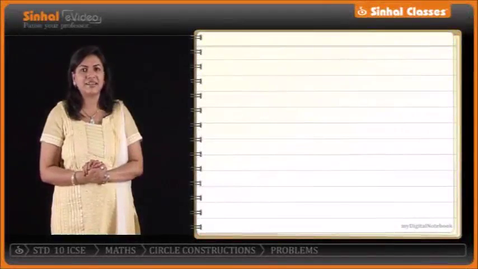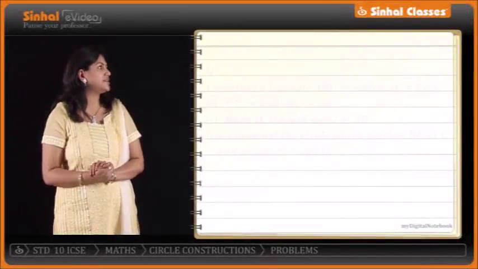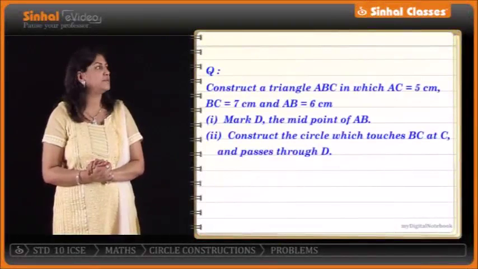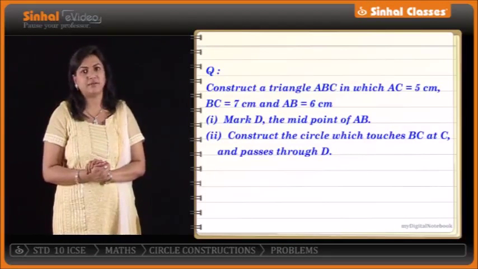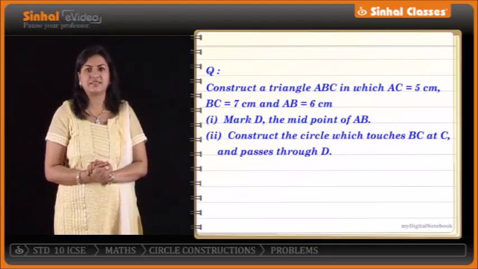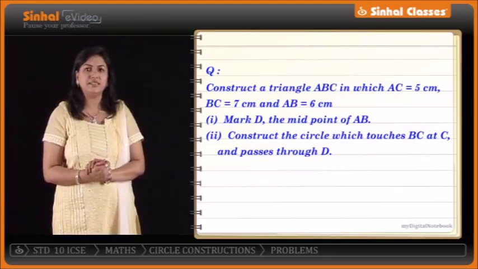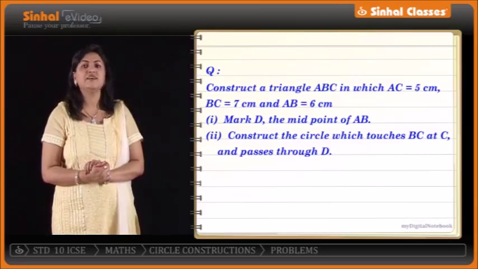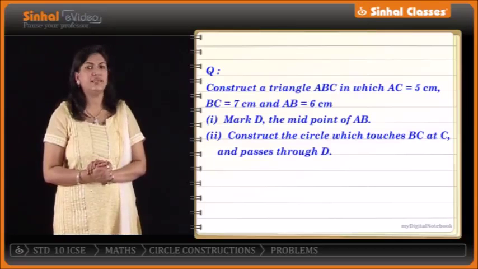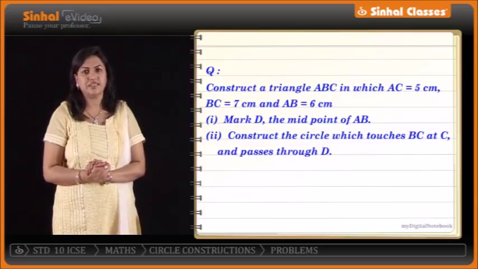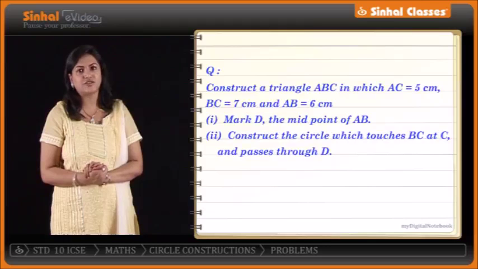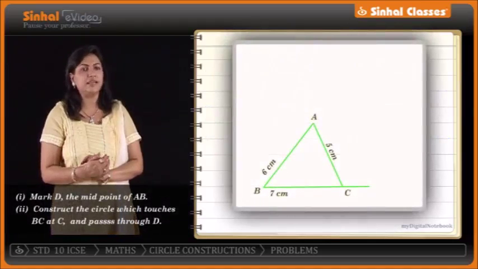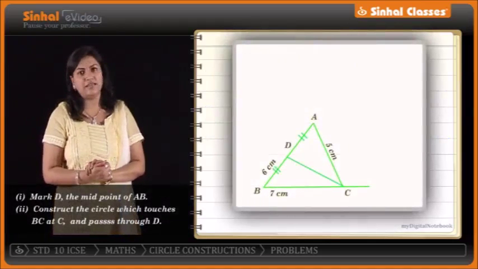Now let's look at our next problem. Construct a triangle ABC in which AC is equal to 5 cm, BC equals 7 cm and AB equals 6 cm. Mark D the midpoint of AB. Also construct the circle which touches BC at C and passes through the point D. In this, let us draw the triangle ABC with the given measurements. Now mark D as the midpoint of AB.